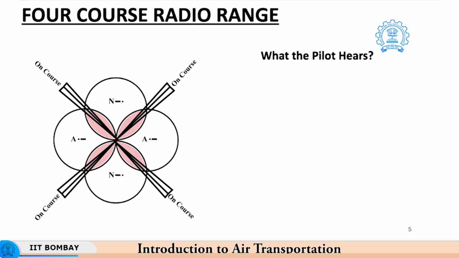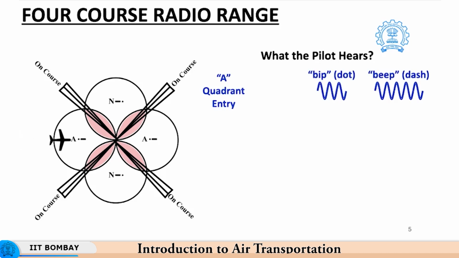Now, this is how the radio range operates. As I mentioned earlier, there are 4 towers placed adjacent to each other in a square pattern. These towers emit their own respective signals, and there is an overlapping region between the two, which is pointed out in the red region. In fact, this overlapping region determines the on course leg towards the navigation aid.